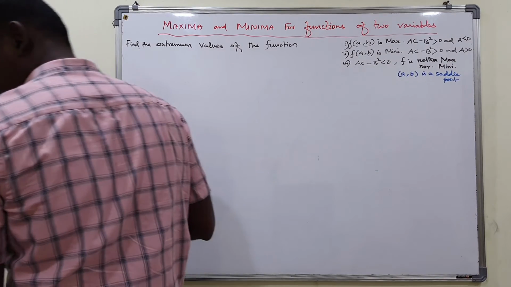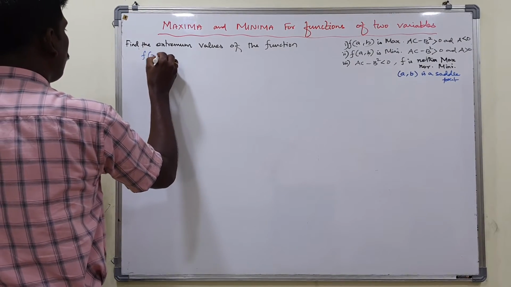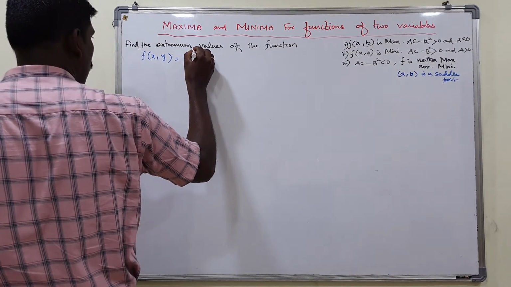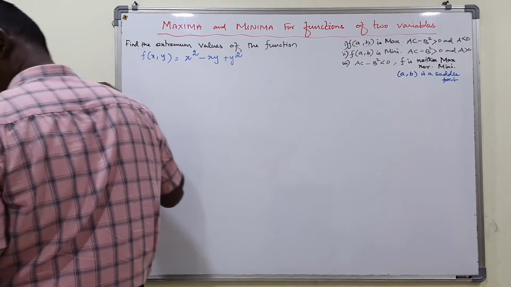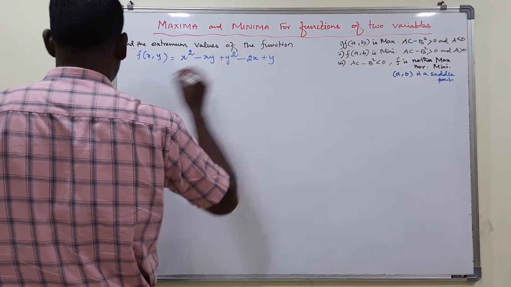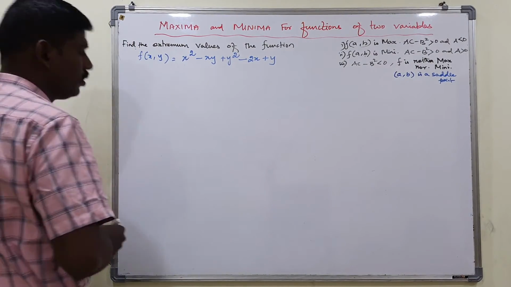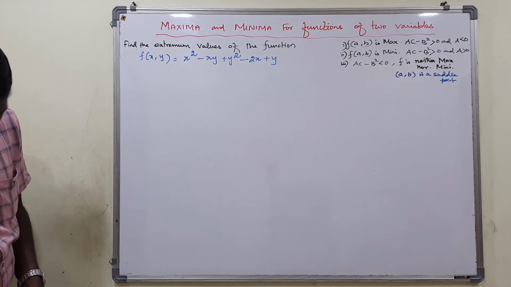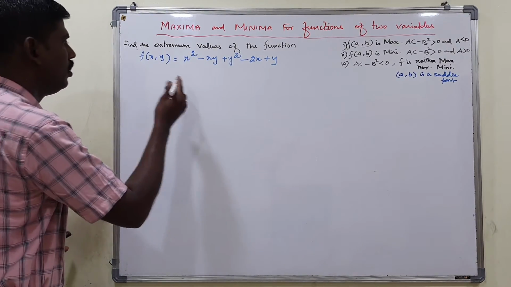Find the maximum and minimum values of f(x, y) = x² - xy + y² - 2x + y. Okay, how to find the maximum and minimum value? Extremum value is nothing but the maximum and minimum value of the function. Solution.